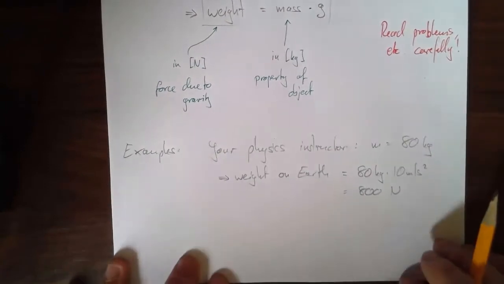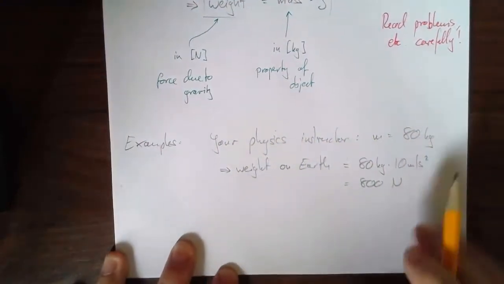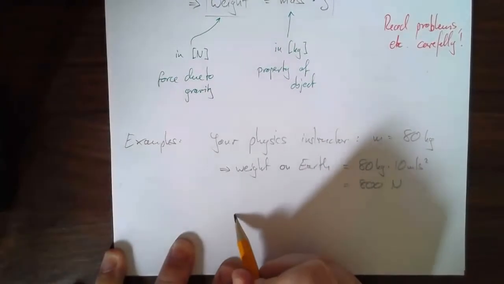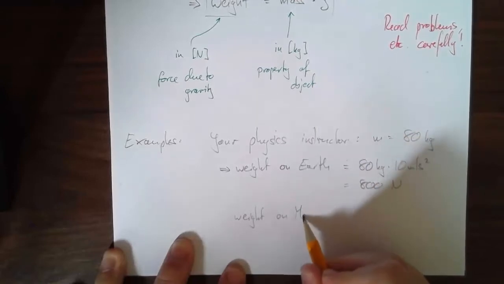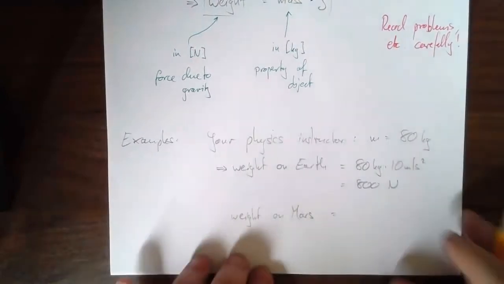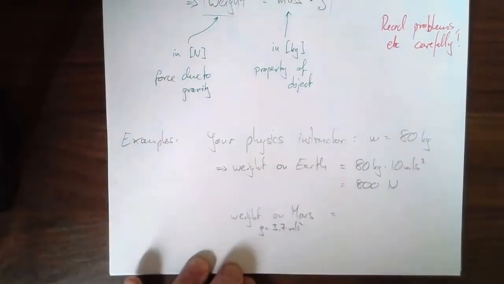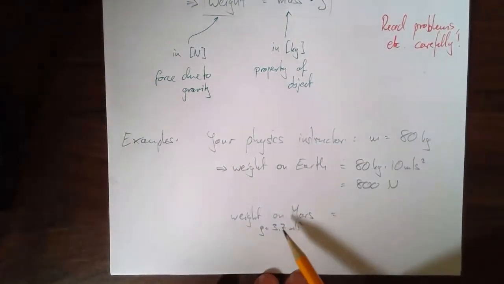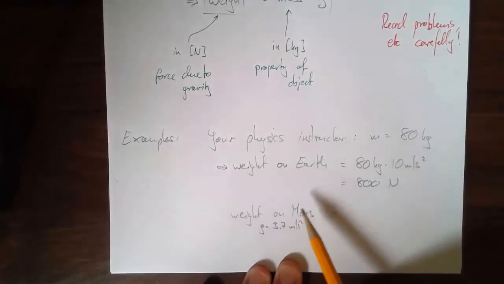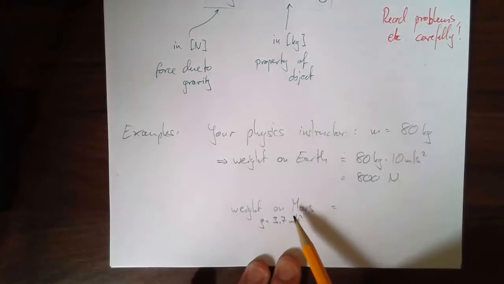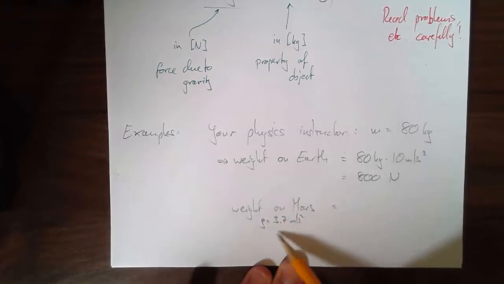Now, if I go to Mars, I still have a mass of 80 kilograms, but my weight has changed. Weight on Mars. Well, on Mars, g is only about 3.7 meters per second squared, not 9.8. Mars has a much smaller mass than Earth, and so its gravitational pull is smaller. We'll talk about exactly how much smaller and how to calculate that later in the course. Right now, we'll just take this as a measured, experimentally established result.